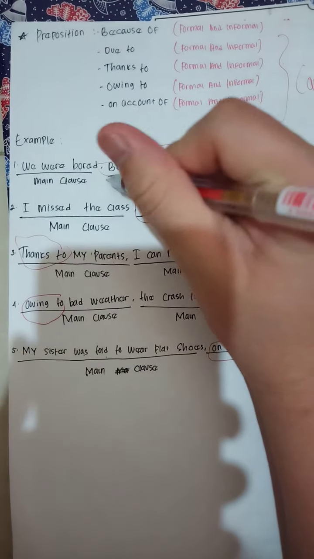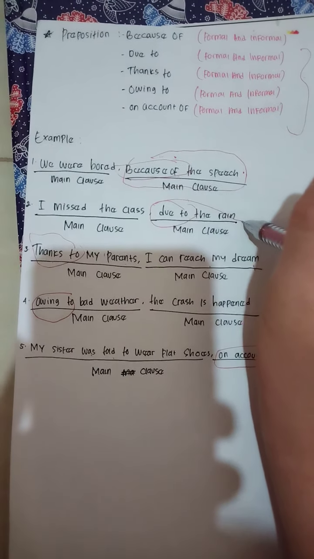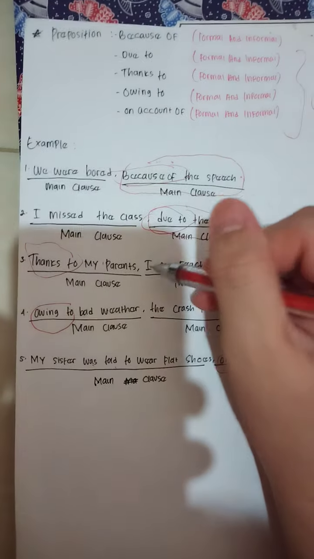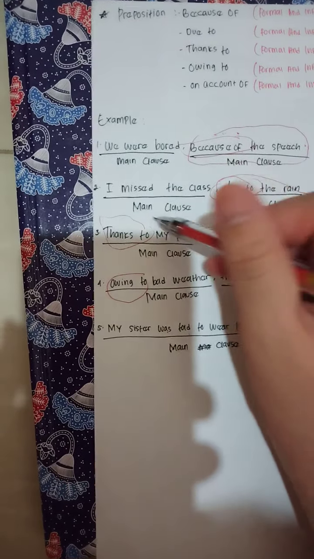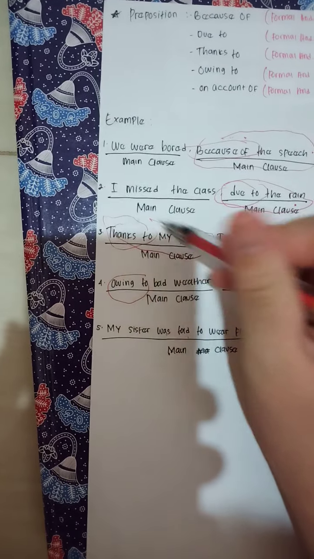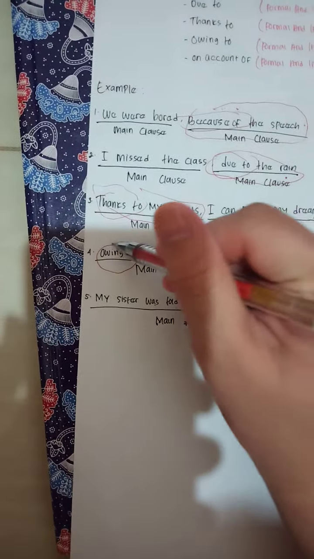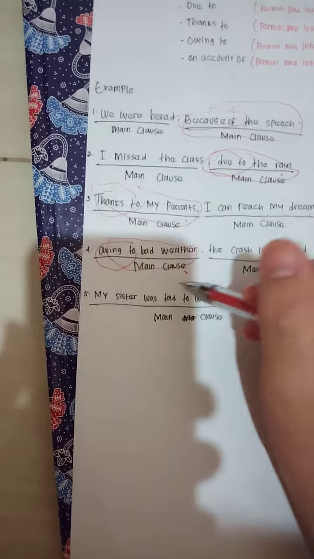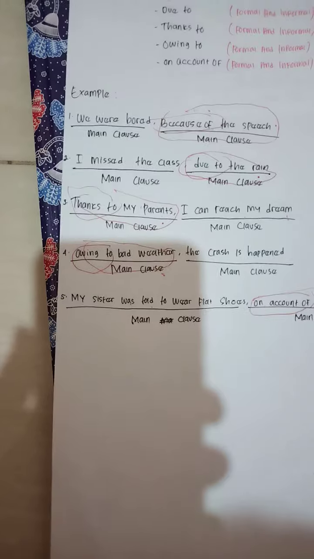This is an independent clause, and this is an independent clause, and this is an independent clause. This is a dependent clause, and this is a dependent clause.